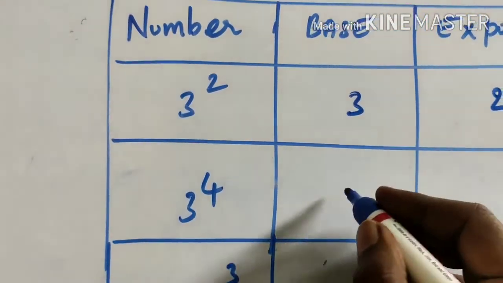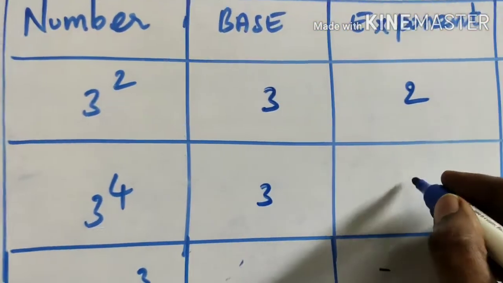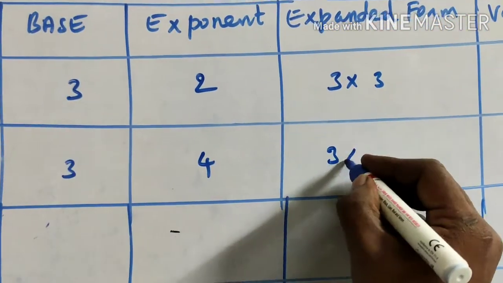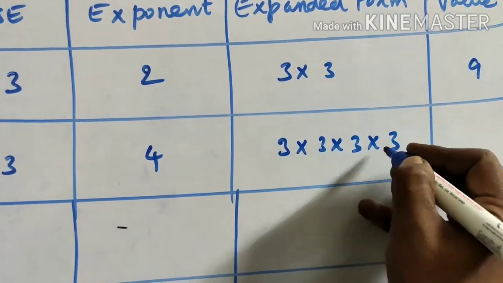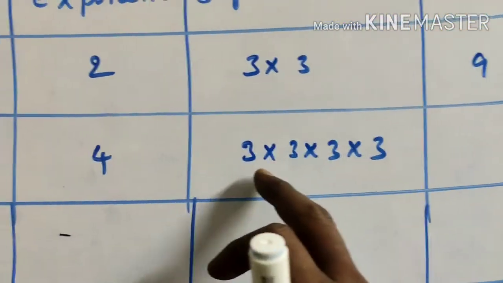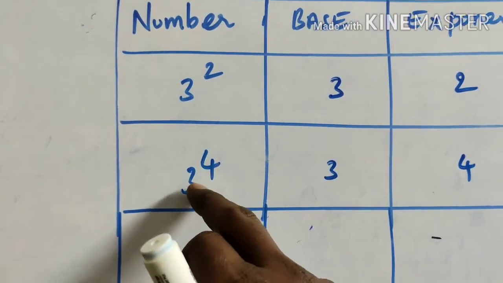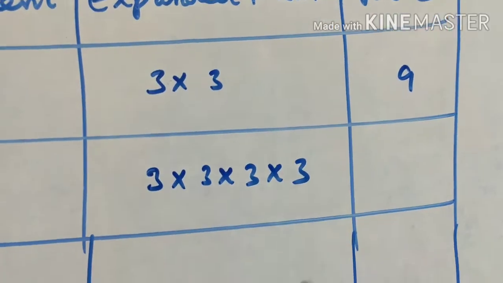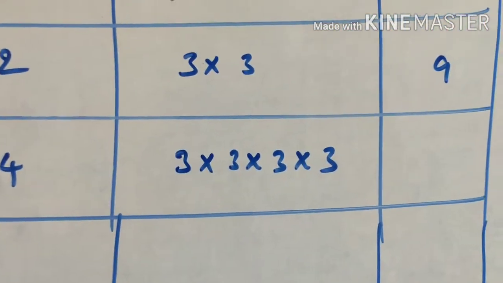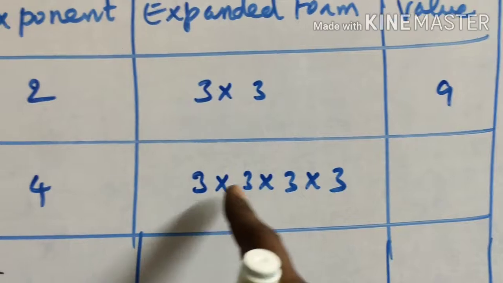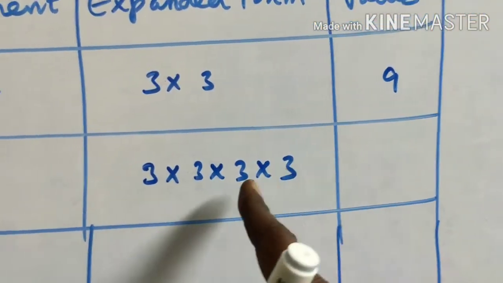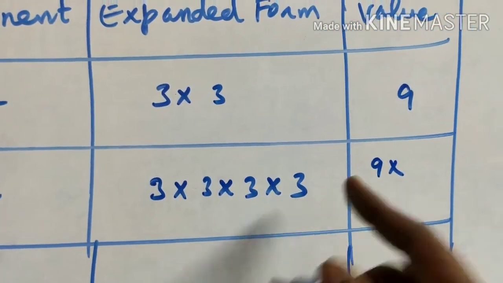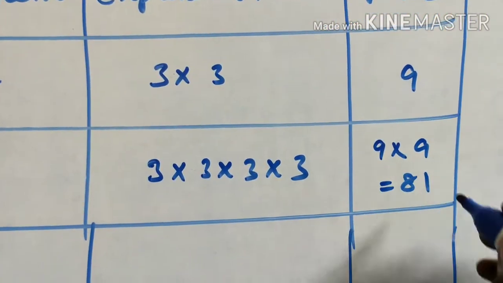Next, 3 power 4. The base is 3. The exponent is 4. And the expanded form for 3 power 4 is 3 into 3 into 3 into 3. Now what is the value? Because 4 times you have to write 3, multiply, 4 times. Now the value: 3 3s are 9, into 3 3s are 9. 9 into 9, 81. Clear?